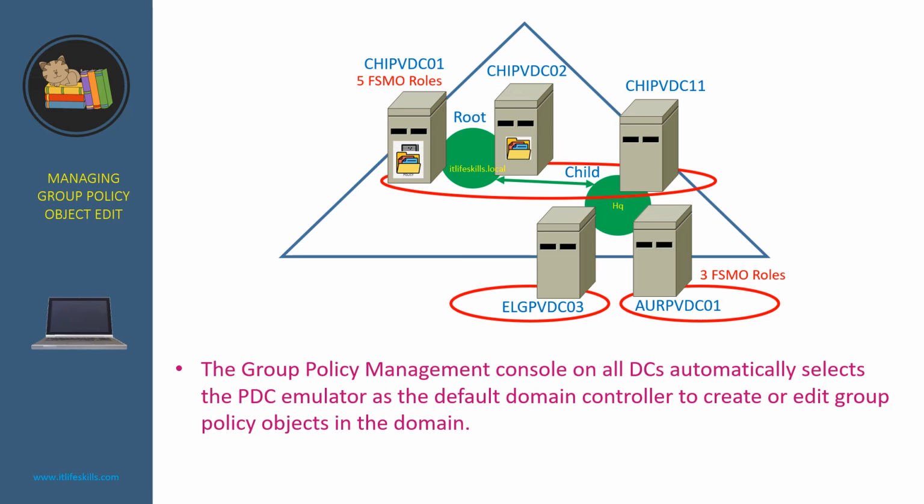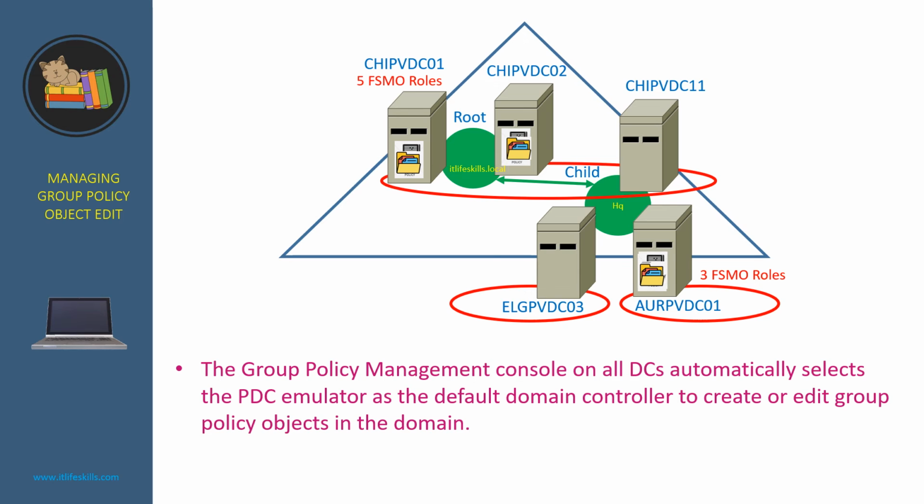However, the group policy container will be replicated from GPVDC01 to GPVDC02 based on the site replication schedule. Similarly, in the child domain hq.it-skills.local, when we log into OPVDC01, GPVDC11, or LHPVDC03 and open the Group Policy Management Console, we always view the policies on OPVDC01 because it is the PDC emulator.